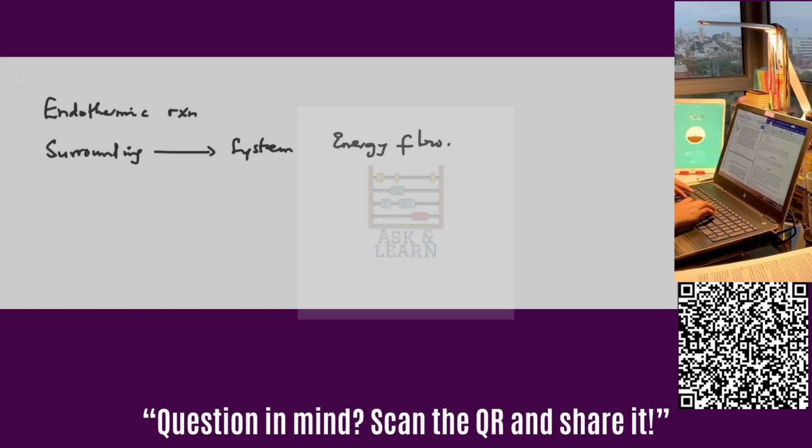So when this energy flows from the surroundings to the system, the energy is being reorganized into the arrangements into the products, and that leads to the increased energy of the product relative to the reactant. And when that happens, the reaction becomes endothermic. So energy flows from the surroundings to the system in the endothermic reaction.